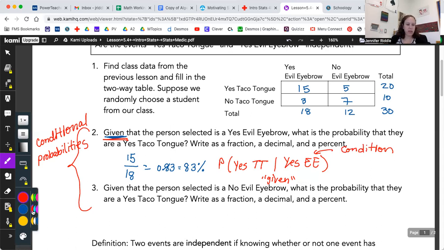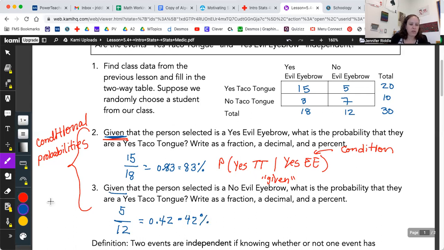So let's see if we can apply this in our next one. Given that the person selected is no evil eyebrow, what is the probability that they are yes, taco tongue? So now we're looking out of 12 people, because we have 12 people who are not evil eyebrow. We have 5 that are yes for taco tongue. And so that comes out to 0.42 or 42%.